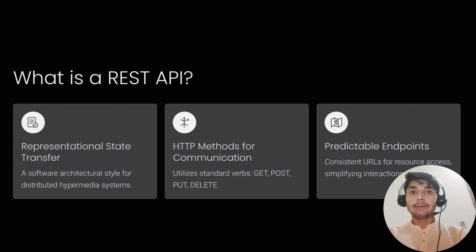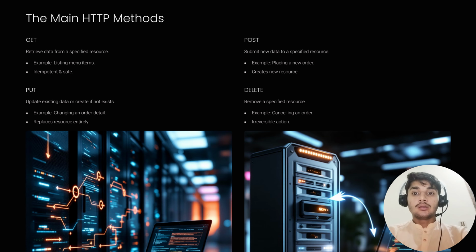It uses standard methods to request or change data and follows predictable rules, like ordering from a menu. Just like a menu has clear choices, REST APIs use specific methods: GET to read, POST to create, PUT to update and DELETE to remove. Everything is neat and predictable.